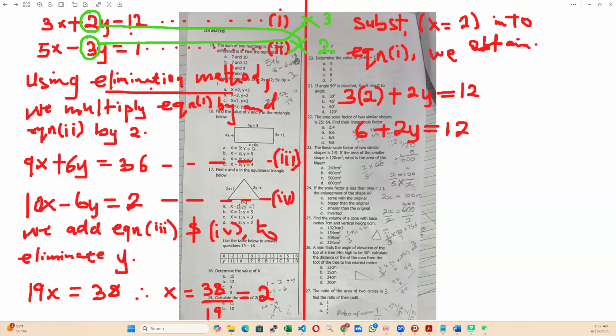What's the value of y? Solve for the value of y from here. Solve for the value of y from here. What do you have? What's that face for?